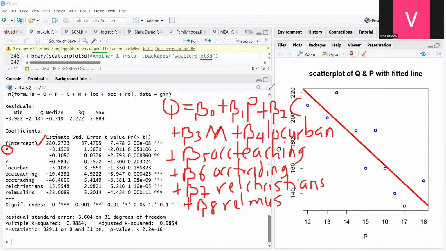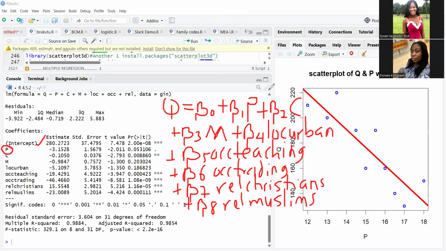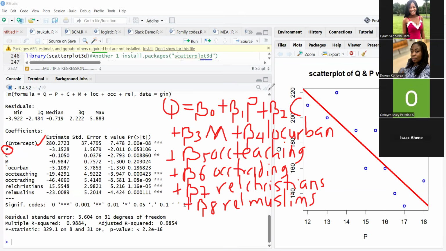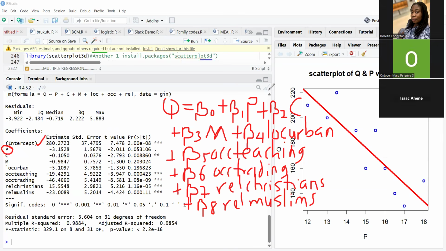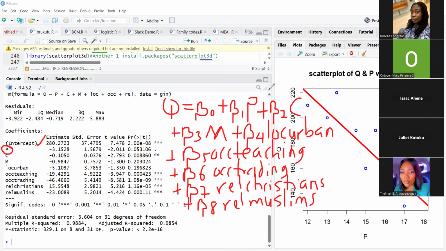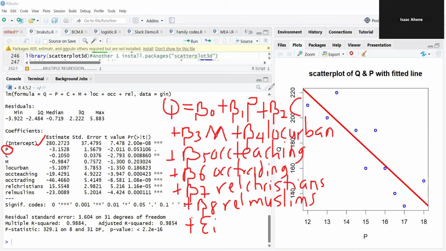Then what do you add? Who can tell us? What else do you add? Isaac. Error term. Good. So you do plus, then you add the error term. If you don't add the error term, everything is error. Okay. So it's very important that you understand how it is working.